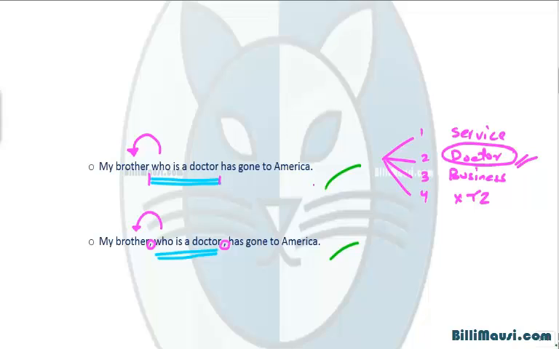Let's analyze the second sentence. My brother, who is a doctor, has gone to America. Here it means my brother has gone to America, that he has one brother probably, and he has gone to America, who is also a doctor. So he's just giving additional information about his brother. He's not trying to identify that particular brother who is a doctor, as it is in the first case. I hope that I have been able to make you understand the difference between the first sentence and the second sentence. Kindly keep in mind that comma plays a very important role.